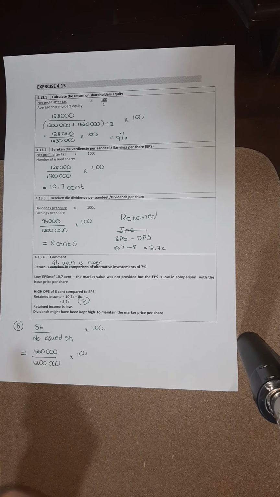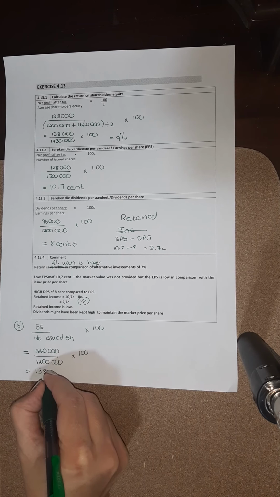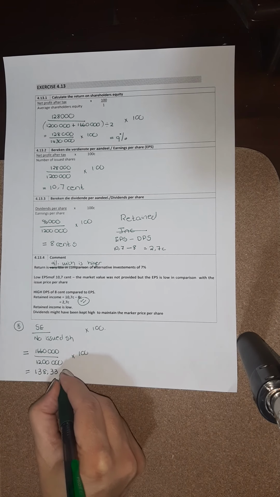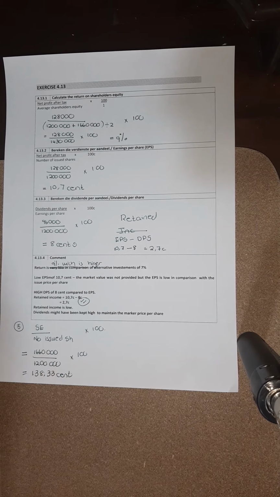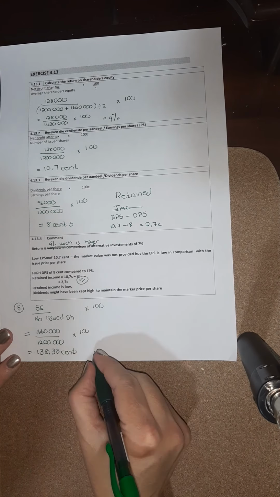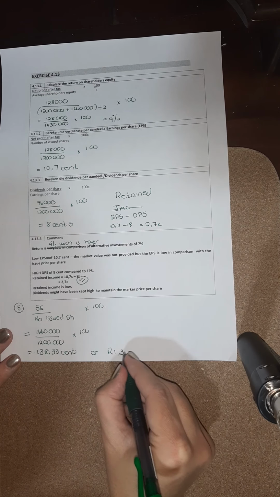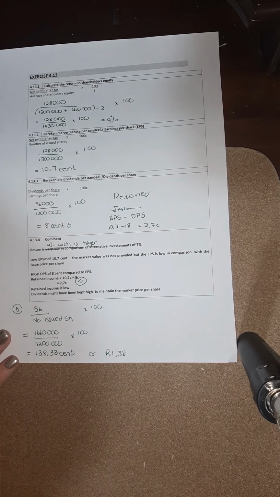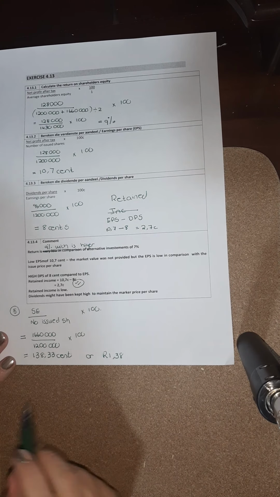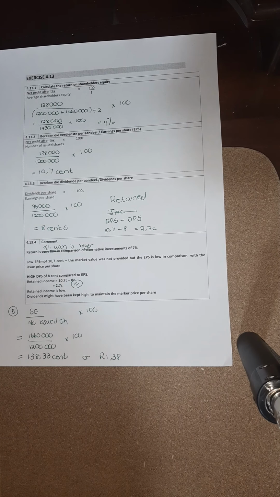If I calculate that, I get an answer of 138.33. Once again, this is cents. So if you want to write like this, this is perfectly right. Or you can say it's R1.38 rounded. Now what we usually do at this stage is we compare this to the market value of the shares. So at what price are the shares sold at the JSE?